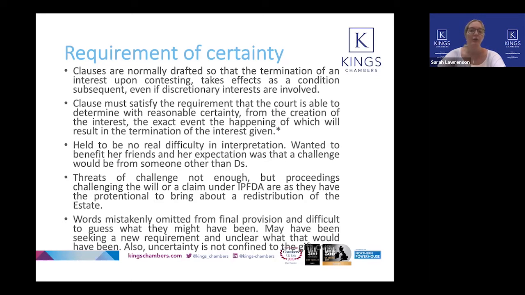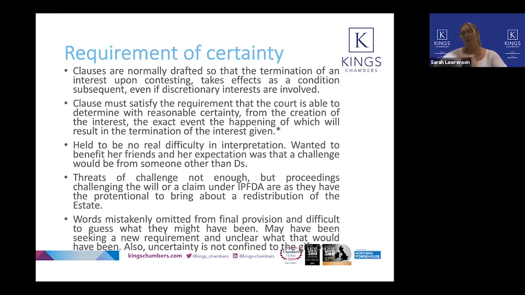And we know that clauses are normally drafted in these circumstances so that the termination of an interest takes effect as a condition subsequent, even if there are discretionary interests involved. And there is no doubt that the clause must satisfy the requirement that the court can determine with reasonable certainty from the creation of the interest what exact event would result in the termination of the interest that has been given.